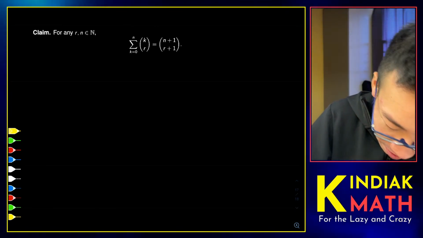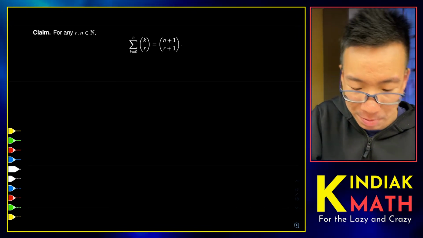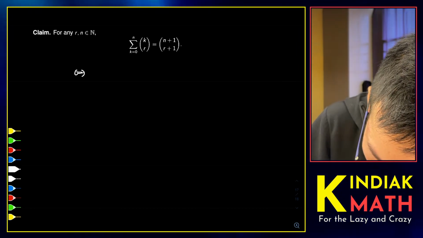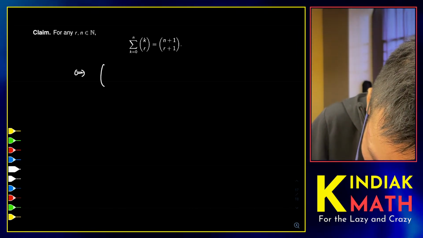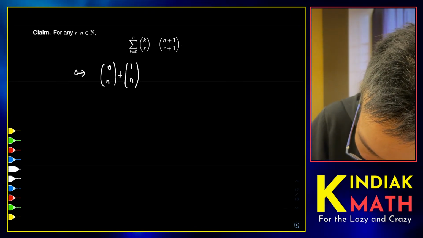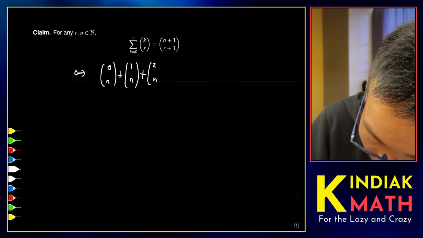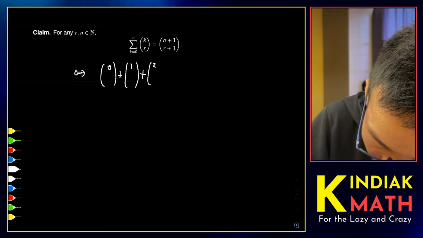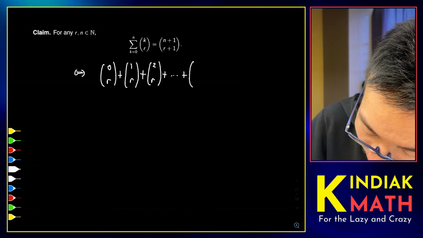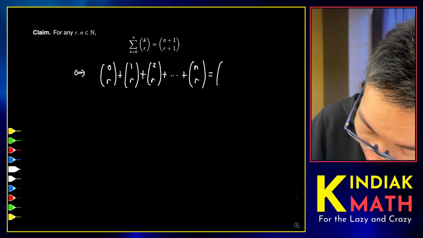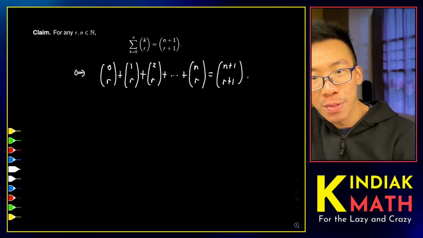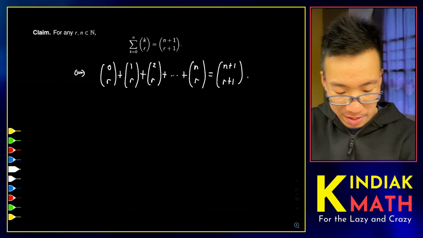Now, this looks really compact, so let's maybe first expand this out. What do we get here? We are getting 0 choose r, 1 choose r, 2 choose r, all the way to n choose r equals n plus 1 choose r plus 1. Right, so let's just break it down that way so we can actually see things a little bit more clearly.